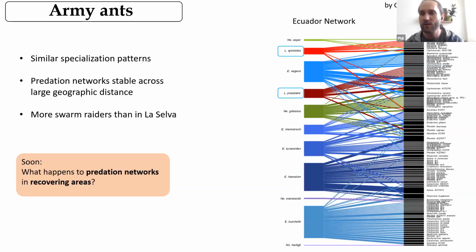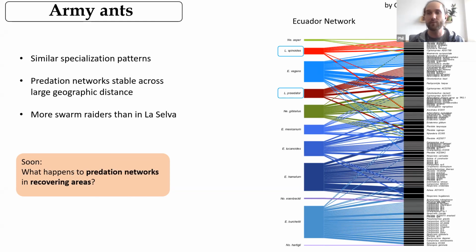And this is how far we've analyzed our Ecuador network so far. This was mainly done by a master's student in Darmstadt, Christoph Merkel, who did his master thesis last year on a comparison between the Costa Rica army ant network and the Ecuador army ant network.